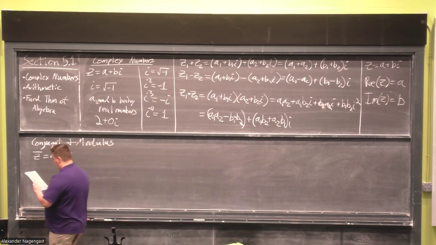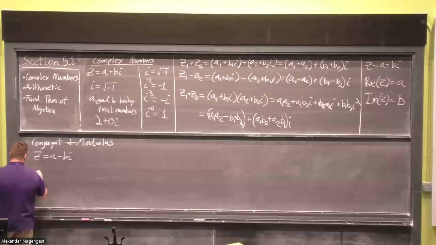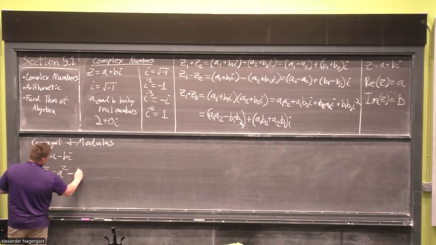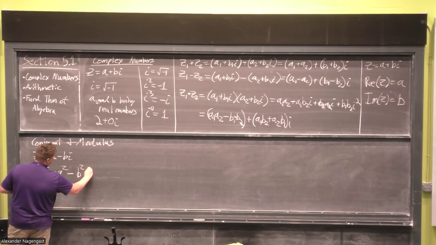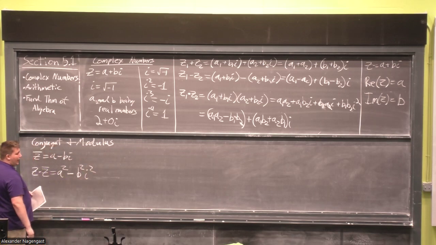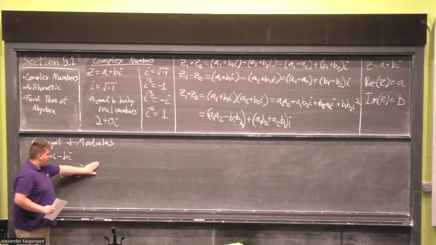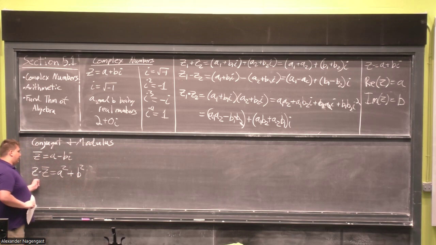But for right now, we can write this as z times z bar is equal to a squared minus b squared i squared. Well, i squared is -1, so we can just drop that into the other negative to make it a positive. And so we get z times z bar is equal to a squared plus b squared.